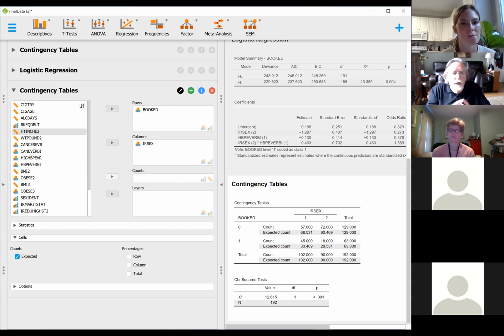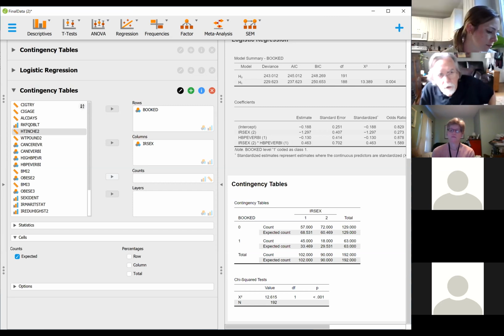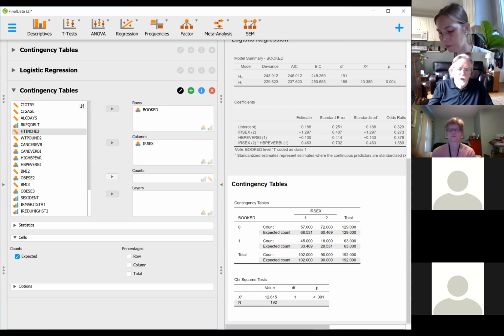But it allows you to look at a whole bunch of different variables, different predictors, pretty much all at the same time. And so it's a very efficient way of getting into an analysis if you've got a whole bunch of predictors that you think might be involved there.